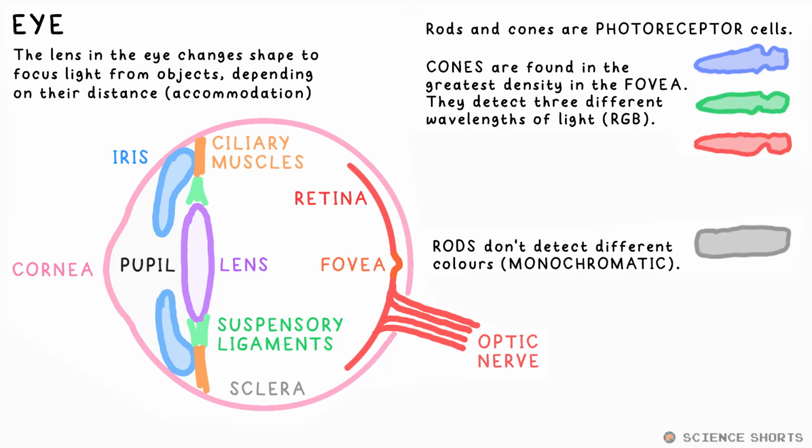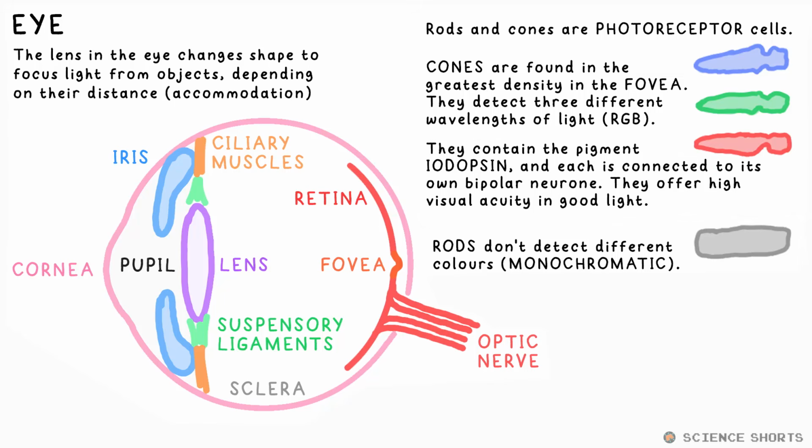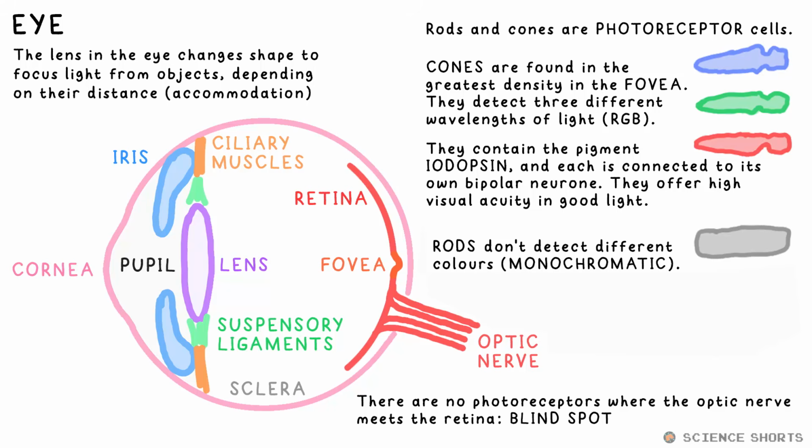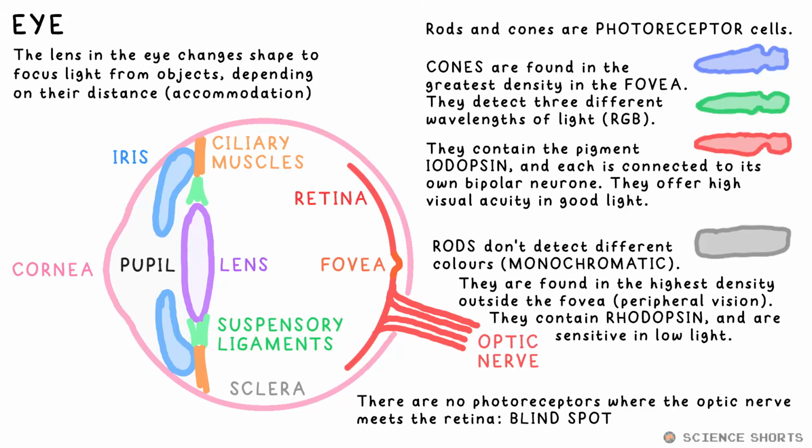The area with the highest density of cones is a little indent in the retina called the fovea. Each has its own synapse of a bipolar neuron. In good light, they provide high visual acuity. There are no photoreceptors at the point where the optic nerve connects to the retina, so that's where your blind spot is. There are more rods outside the fovea, so they're more useful for your peripheral vision. They contain the pigment rhodopsin. Even though they're more sensitive to low light, they share synapses, so offer lower visual acuity.